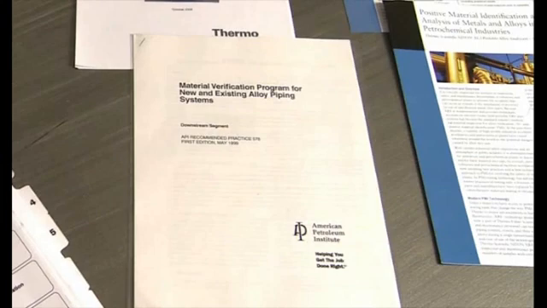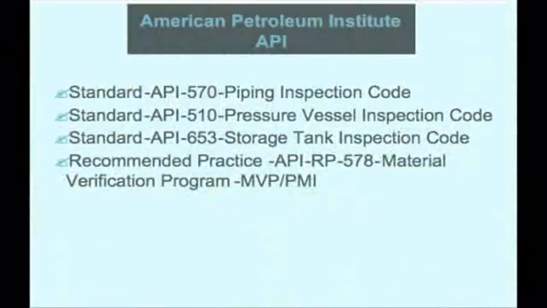This is at least partially in response to OSHA's implementation of the National Emphasis Program, placing the burden of documentation and training squarely on the shoulders of the refinery owners and operators. The API has previously published inspection codes for piping, API 570, pressure vessels, API 510, and storage tanks, API 653. More recently, API has approved an updated version of the API recommended practice, RP 578.